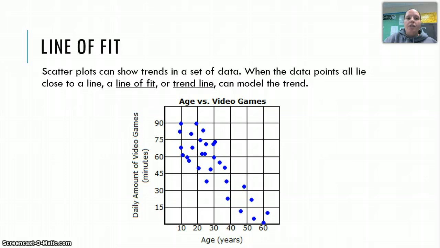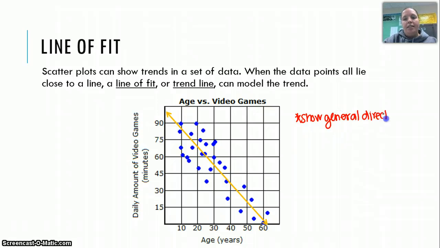All right, so when we talk about scatter plots showing a trend, and when those trends lie in a linear type of pattern, like the one we just saw, we generally use what's called a line of fit or trend line to model the trend, to give us a more exact view of what the trend is. So a trend line is literally a line that belongs in the middle of the data. In general, your trend line should show the general direction and also be in the middle of all the points.